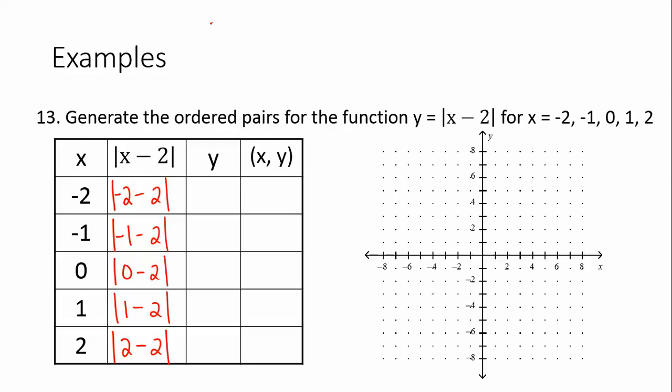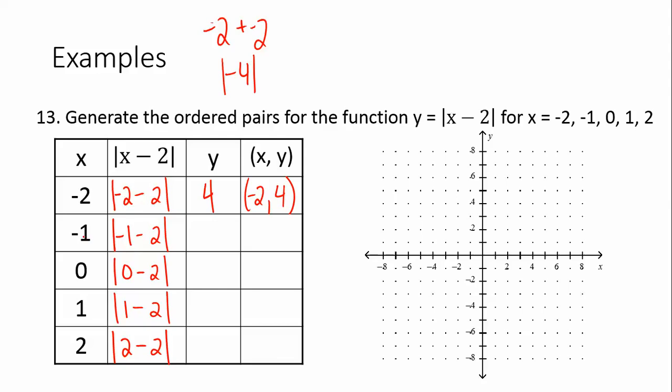So first we have -2 minus 2. We want to add the opposite. These numbers are both negative, which means we add them and we keep the sign. So we would get a -4, but we need to take the absolute value. So that means it's going to become a +4, or give us an ordered pair of -2, 4.